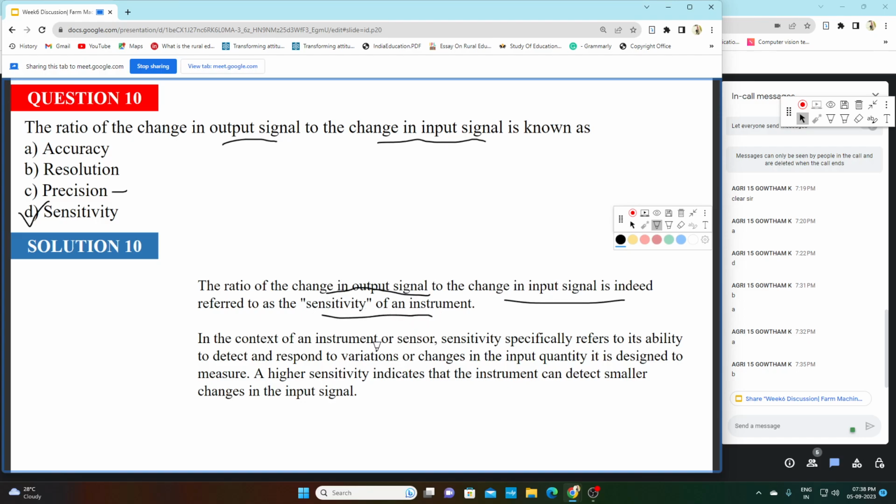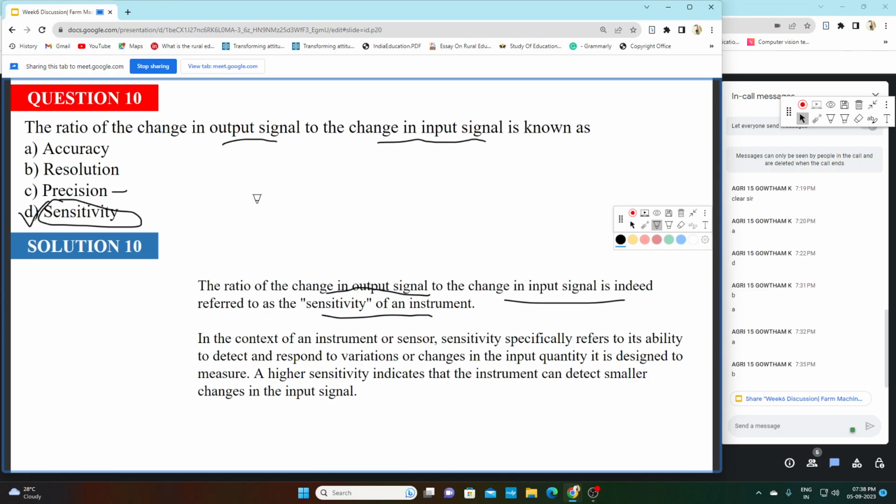Specifically, in the case of an instrument or sensor, it is used to detect or respond to vibration or change in input quantity, and it is designed as a measure. Due to vibration there is some change in the input as well as the output signal. So for that we are using this sensitivity term. What do the other three options mean?